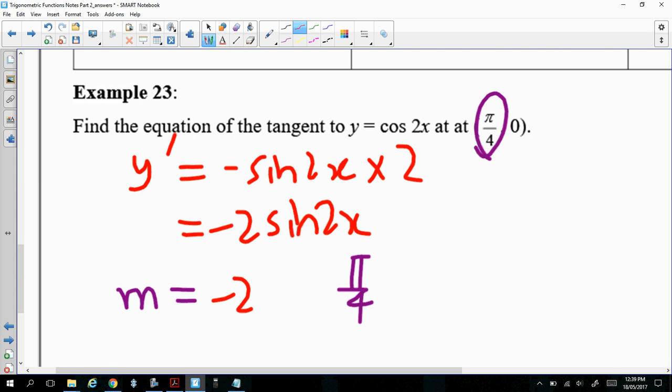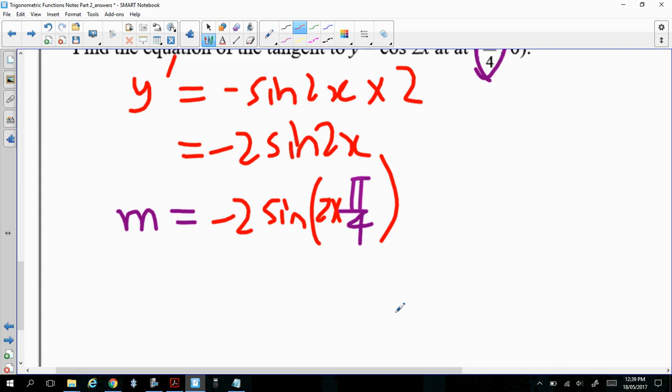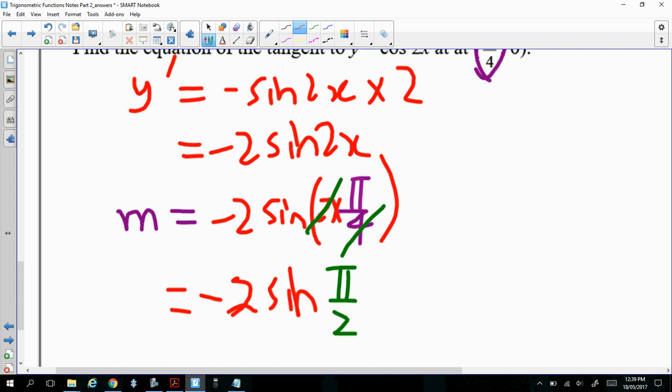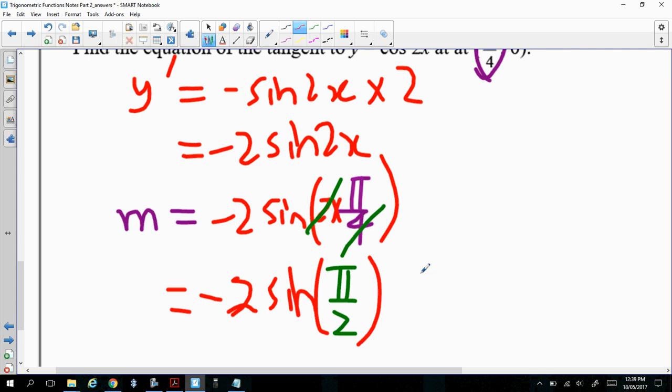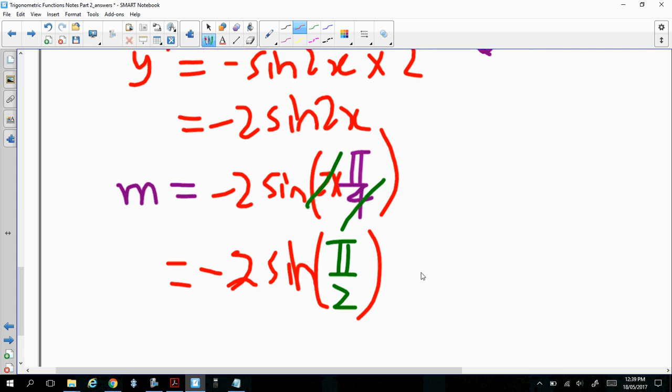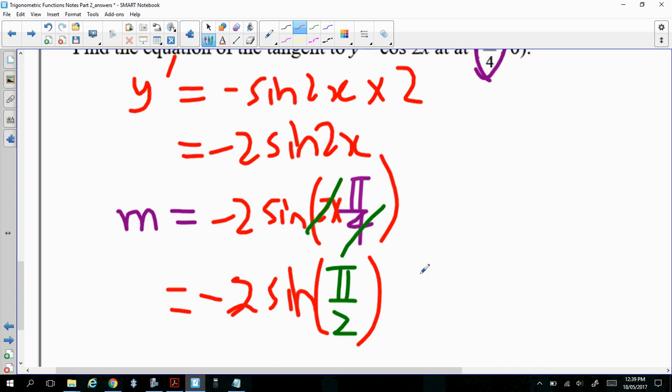So you have to work out what sine pi over 2 is. And sine pi over 2 is sine 90 degrees. So sine pi over 2 is 1. Yeah, 1. So the gradient is negative 2. Once you've got the gradient, we can use the point gradient form to find the equation of tangent.